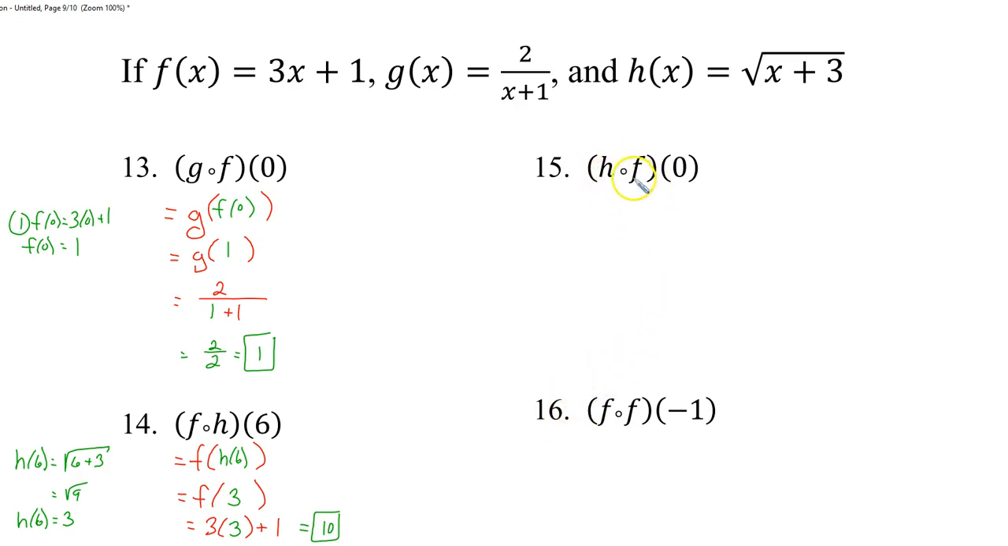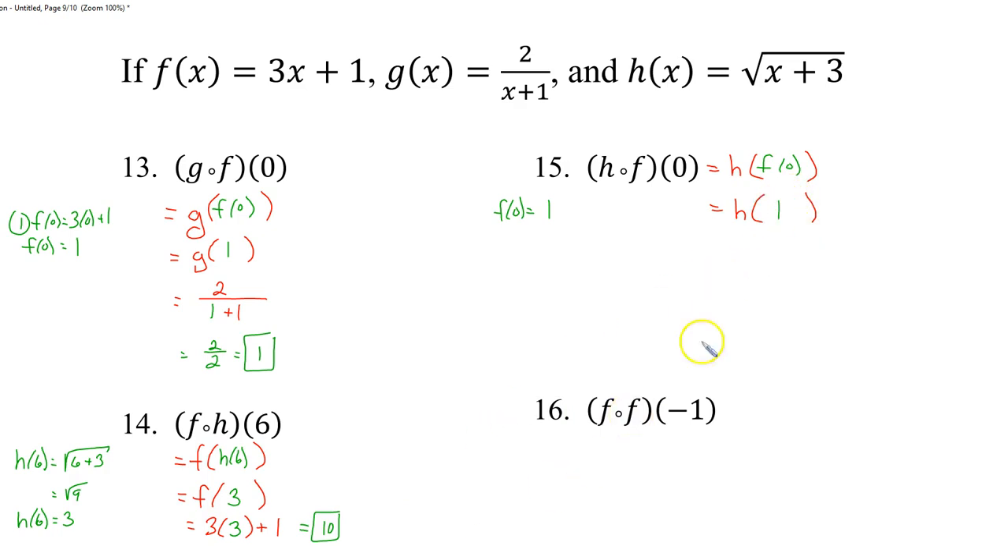Flip-flopping this around, h of f of 0. h is still my outside function because it is my first function, so the first function is always your outside function. So I actually found f of 0 over here in the previous problem, so I know that f of 0 has a value of 1, so I can plug 1 into my h function. So rather than having f of 0 here, I will be finding h of 1.